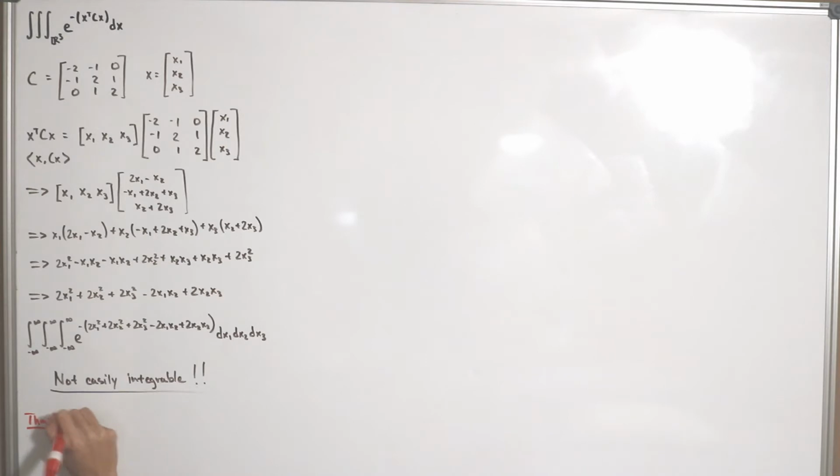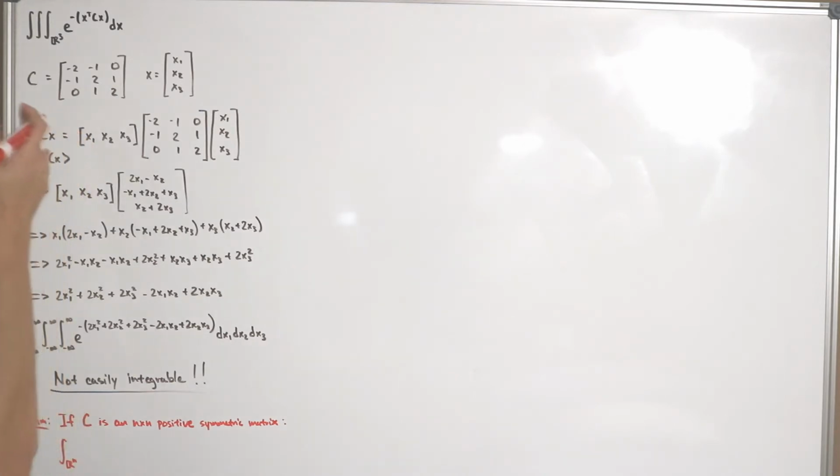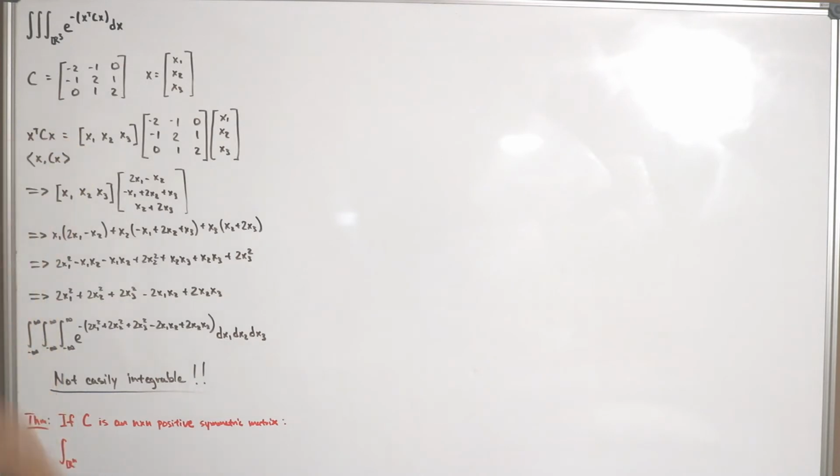If C is an n by n matrix, a positive symmetric matrix specifically, then we have the following. We have the integral over R to the n dimensions. So n is the number of integrals; because there are three dimensions, those are three integrals.